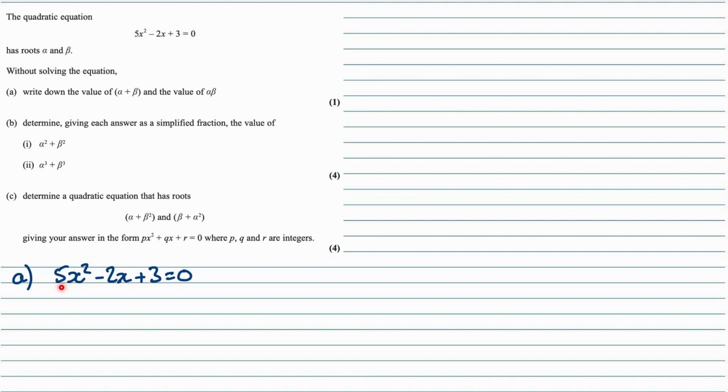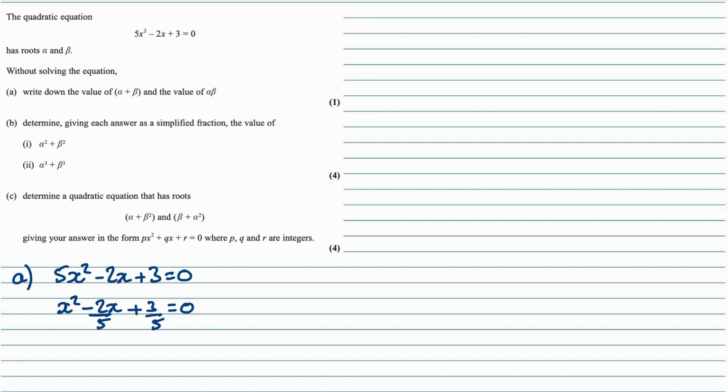So we have the equation 5x squared minus 2x plus 3 equals 0. To work out alpha and beta, we need the coefficient of x squared to be equal to 1. So we need to divide both sides by 5. And when you divide the 0 by 5, we get 0.